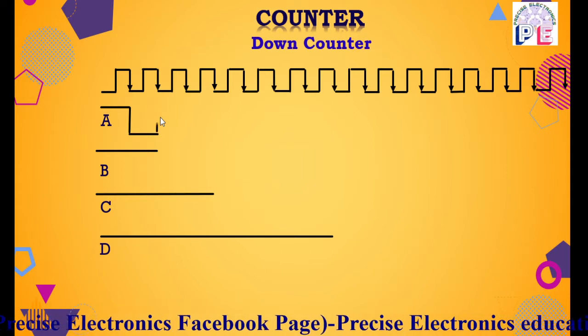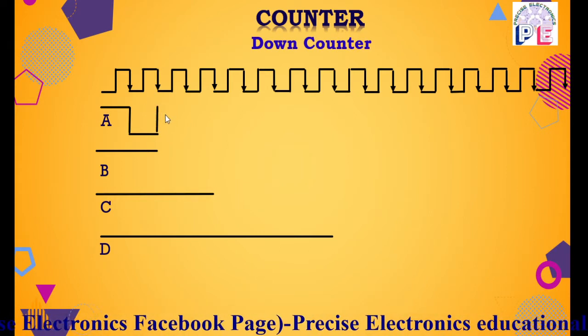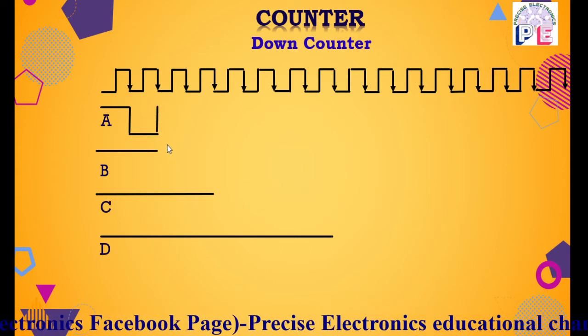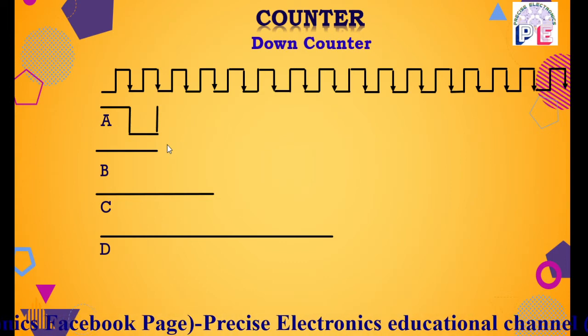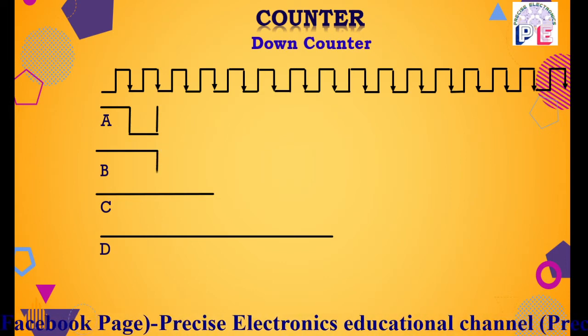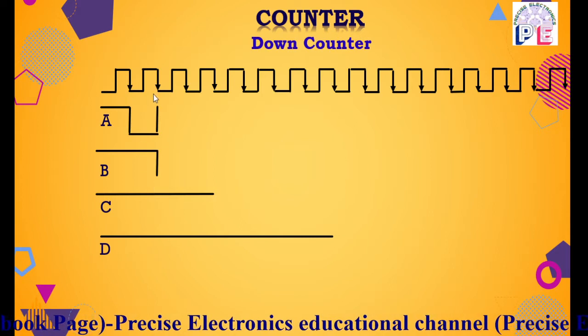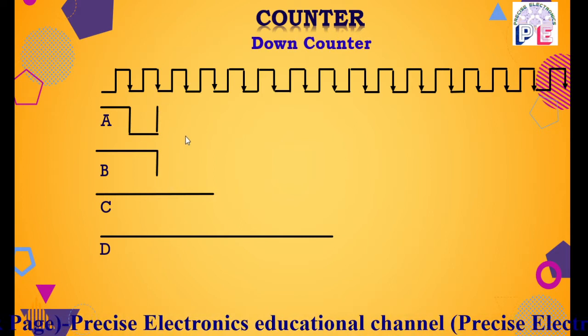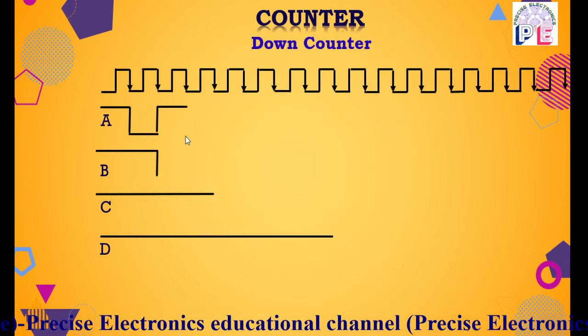When the second clock appears, at the negative edge of the second clock pulse, the transition of A occurs. The state changes from 0 to 1, that is a positive edge. So the complement changes from 1 to 0, that is a negative edge. So it toggles the B flip-flop and B changes its state from 1 to 0.